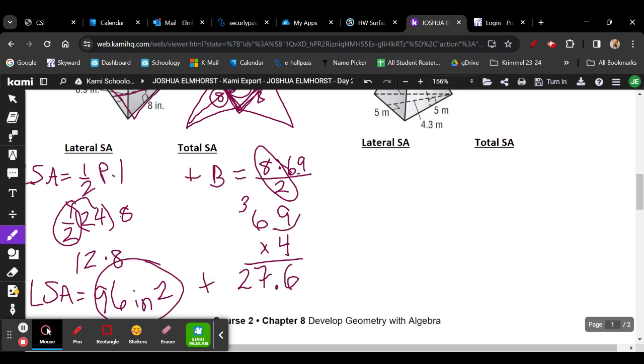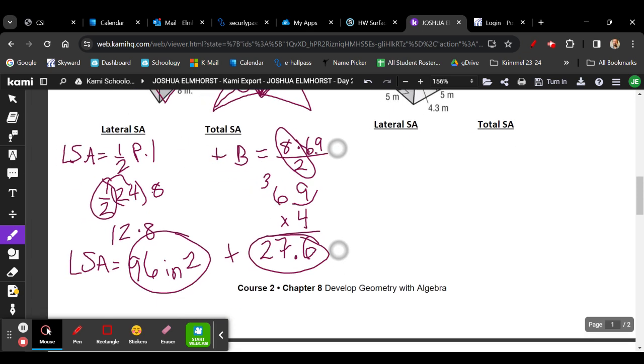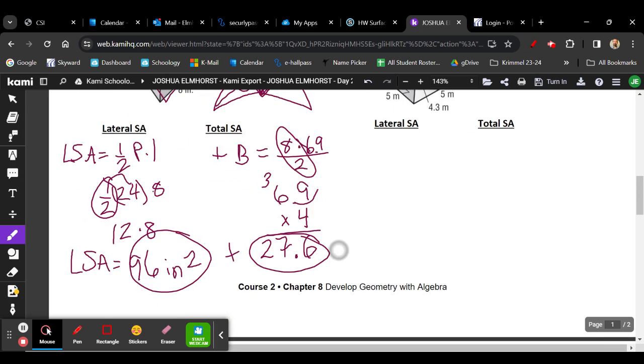Now, that is the base area, so we're going to add that all together to get our total surface area of 96. Looks like it is 9 plus 1 is 10, plus 2 is 12. So it looks like we have 123.6 inches squared.